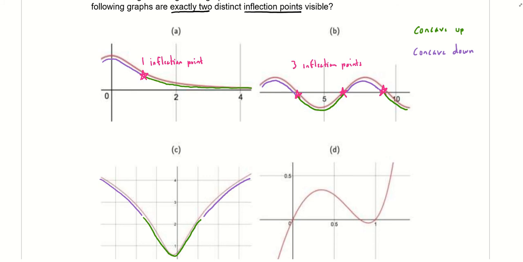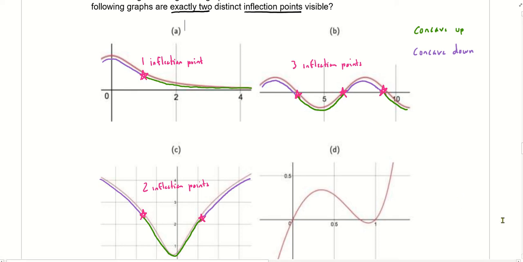So how many switches do we have? We have one here. We have one here. So this looks like the graph we want. This is the one that looks like it has 2 inflection points. So that looks like what we want, but let's just check D and make sure that we didn't overlook one or mess up on one of these other ones.